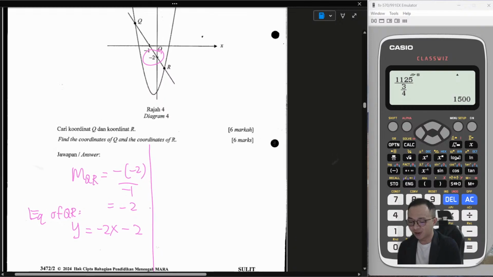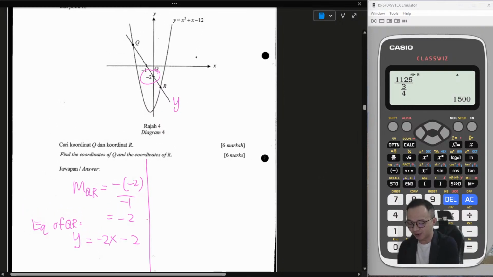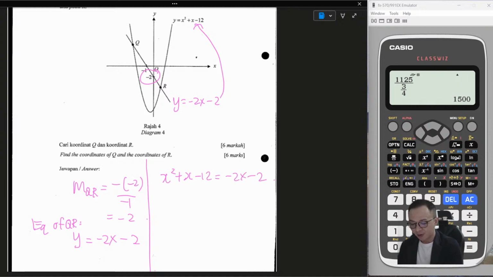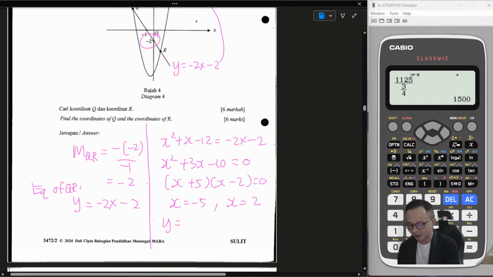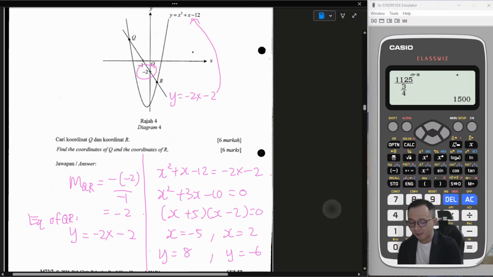Okay, now I got the equation ready. I want to find Q and R. I sub this equation into the original equation. So x squared plus x minus 12 equals negative 2x minus 2. Then this one is x squared plus 3x minus 10 equals 0. Then this is (x plus 5)(x minus 2). The rest of the work is simple algebra. Then you want to find y, you just sub in. So this one will be 8. Then you sub in, this one is minus 6. So we have two coordinates. You want to label them based on their position.